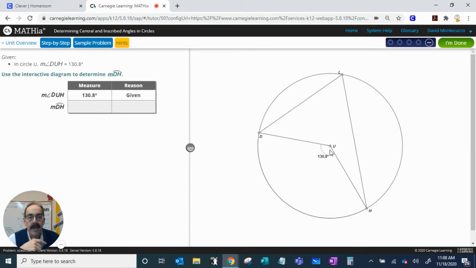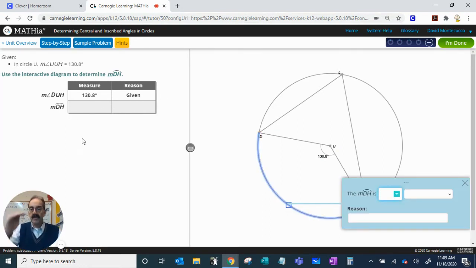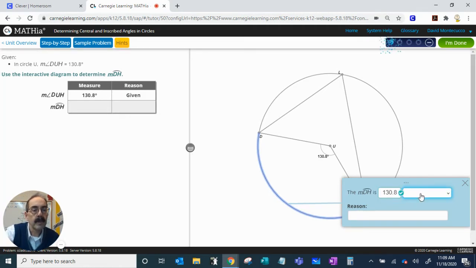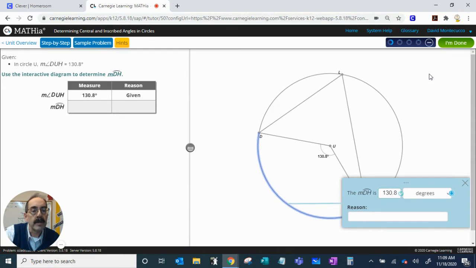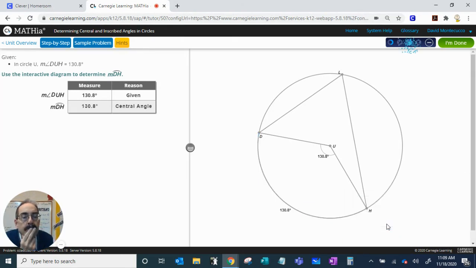Okay, so the central angle is 130.8 degrees. So they're equal, right? Okay, so we're going to highlight, and we want to know the measure of the arc. The measure of the arc is the same, 130.8 degrees. And the reason is central angle. Cool. All right. Let's try another one.